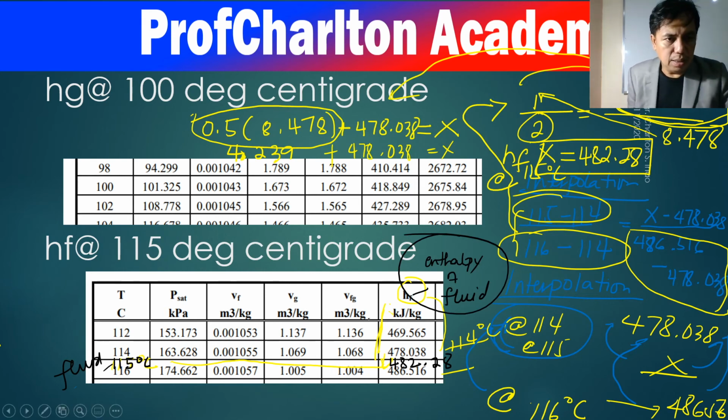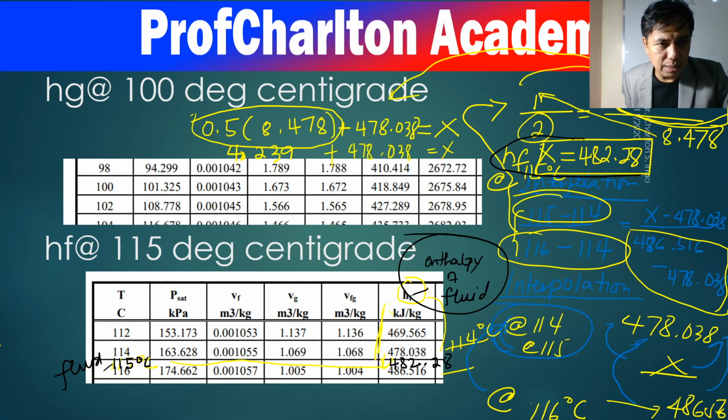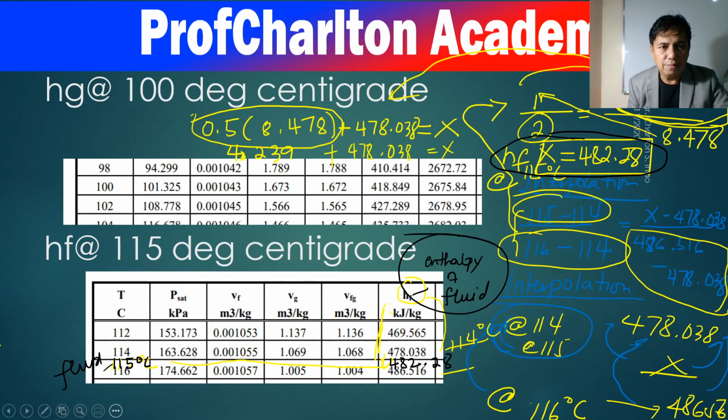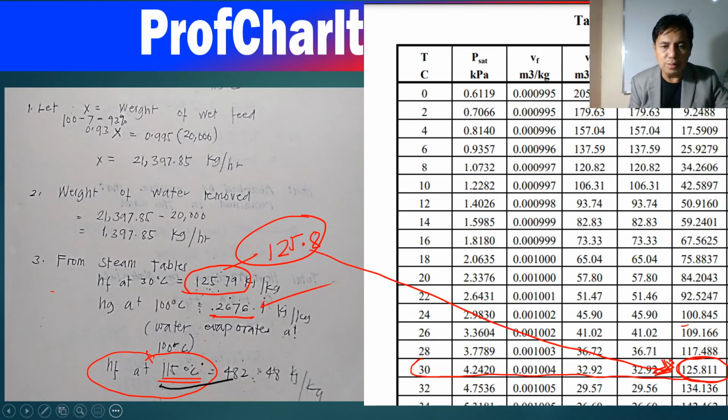So let me get this. If we are matching with my old notes, enthalpy of fluid at 115, 482.28. So where's that? Enthalpy of fluid. Oh my God, it's correct. Enthalpy of fluid at 115 by interpolation, or maybe there are other tables that give the exact value. But here we interpolated, and what did we get? 482.28.